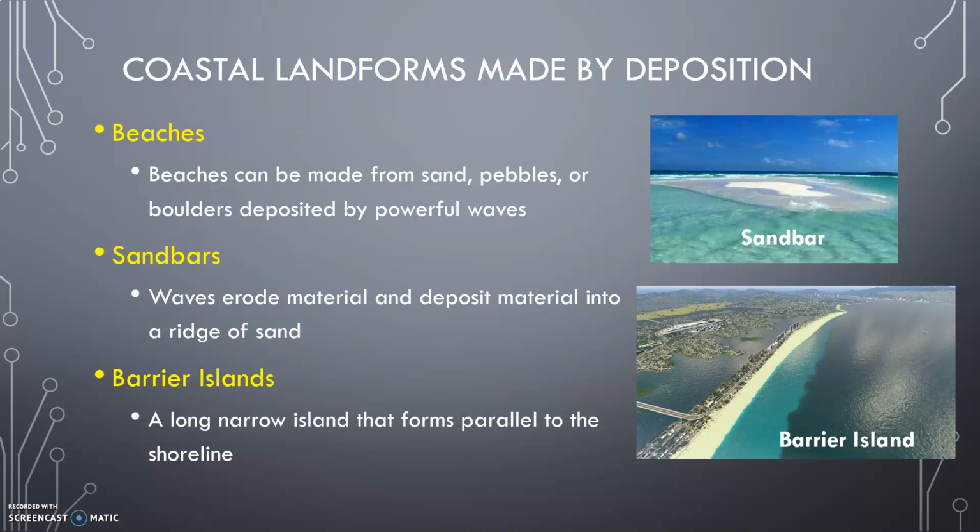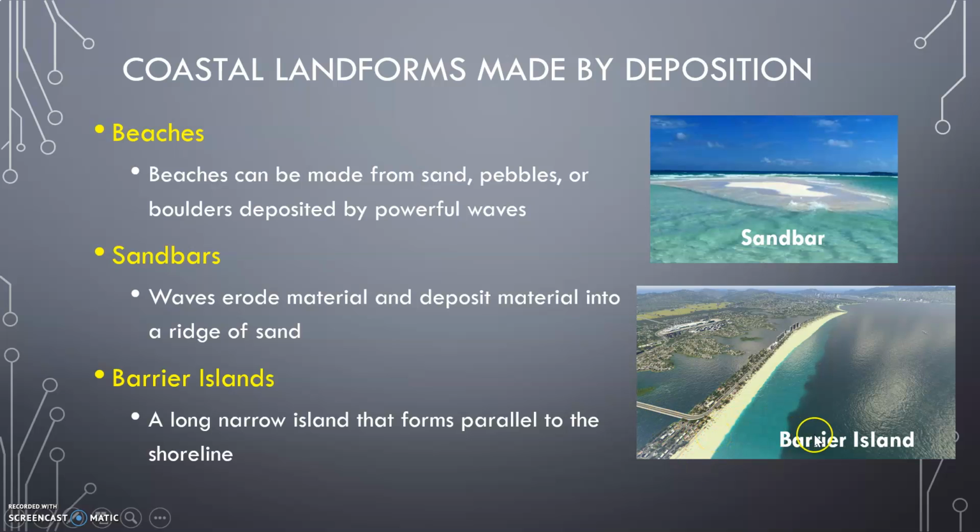This is a long, narrow island that forms parallel to the shore. So in this picture, this is the shore. Parallel means it runs in two lines basically that are right next to one another. So this is a barrier island. It's a barrier for the mainland, and it's an island because it's only itself. It's not connected to the land except by this bridge or by some type of man-made item. And it creates a barrier.